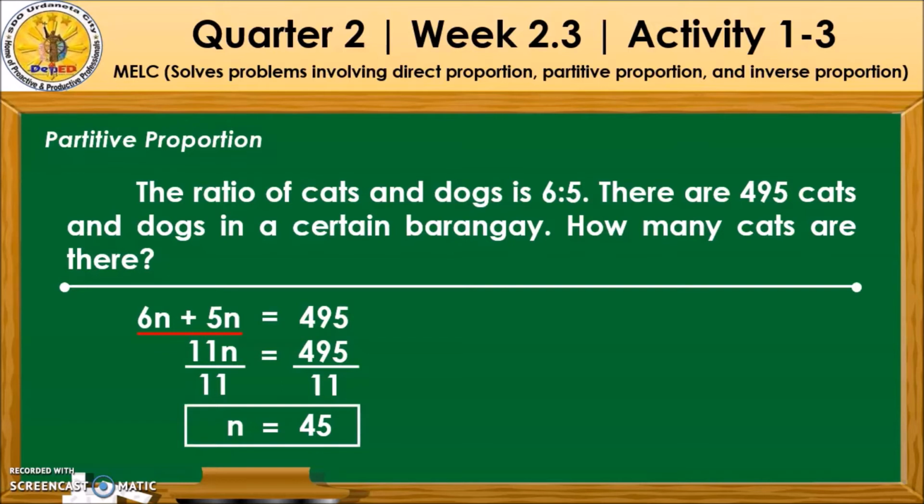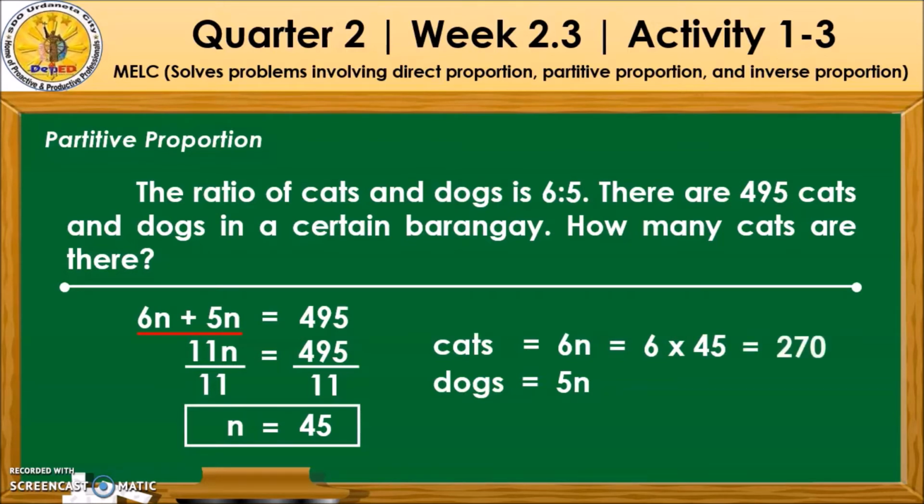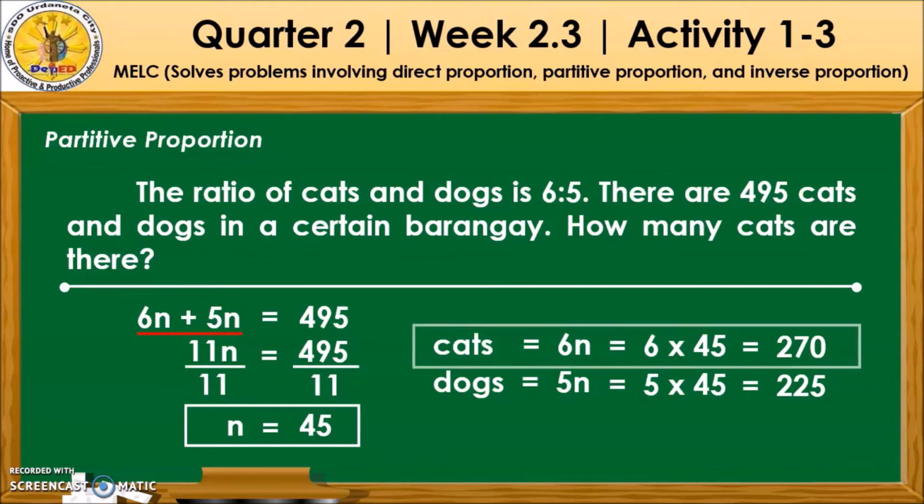Let's now multiply the value of n into parts 6:5. Therefore, cats, which corresponds to 6n, equals 6 multiplied by 45 is equal to 270. Dogs, which corresponds to 5n, equals 5 multiplied by 45 is equal to 225. With that, we can now answer the question in our problem. How many cats are there? You are right. There are 270 cats.